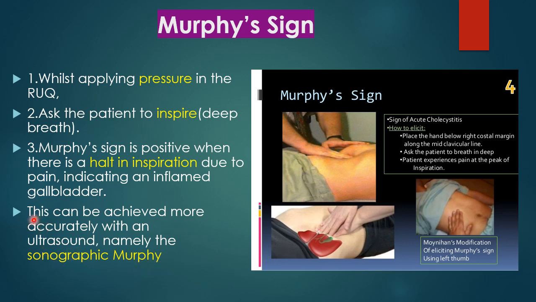There's a more accurate way of eliciting the Murphy sign, known as the sonographic Murphy sign. This is achieved more accurately with an ultrasound probe. Namely, the probe is placed on the gallbladder, pressure is applied, and the patient is asked to inspire. Again, the same thing: the patient holds his breath, as the gallbladder hits the probe of the ultrasound. This is more accurate because you can directly visualize the gallbladder, so the localization of the gallbladder is more accurate.